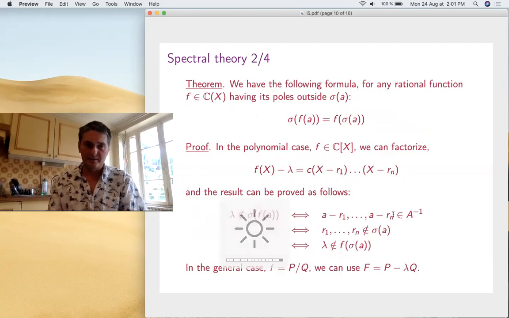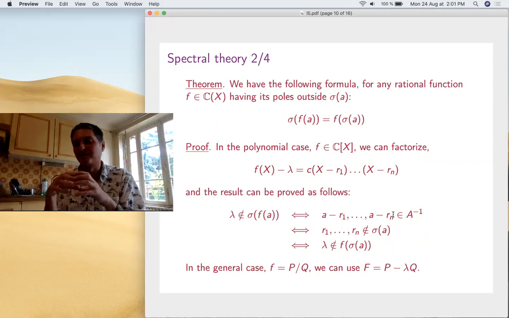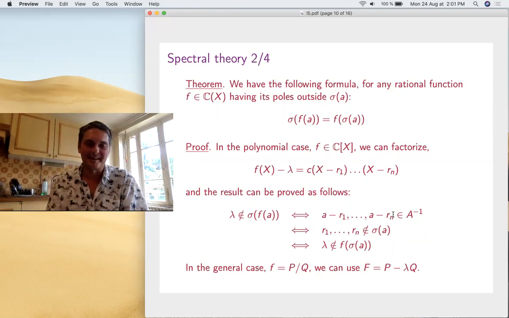Now, what can we do next as basic stuff? We have the following formula. The spectrum of a function of A is the function of the spectrum of A, for any rational function having its poles outside the spectrum. Because if F is a fraction and you want to apply it to A, something there on the bottom must be invertible. So this means that the zeros there must be outside the spectrum. Is this true in the polynomial case? Just factorize your polynomial. All these factors must be invertible, and you're done. In general, when you have a fraction, use this trick: pick your lambda, take this polynomial, apply this, and you're done.